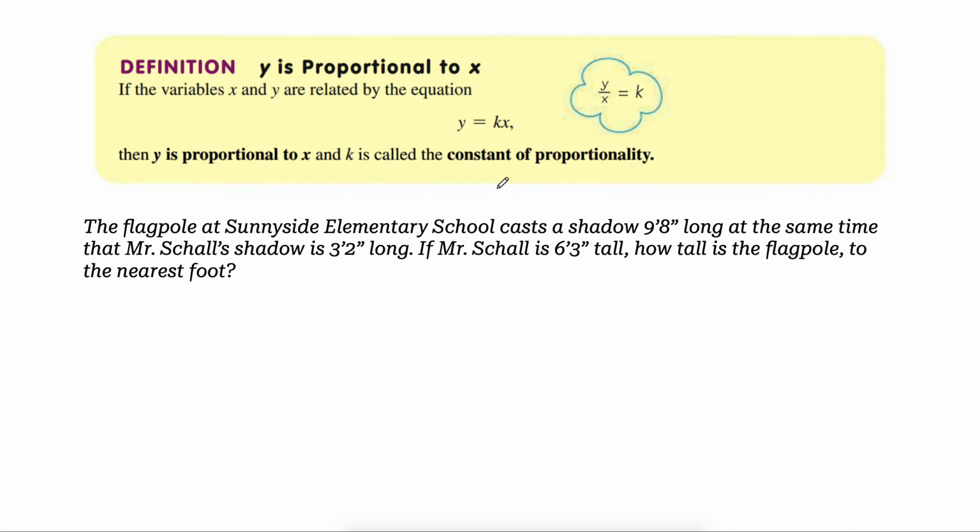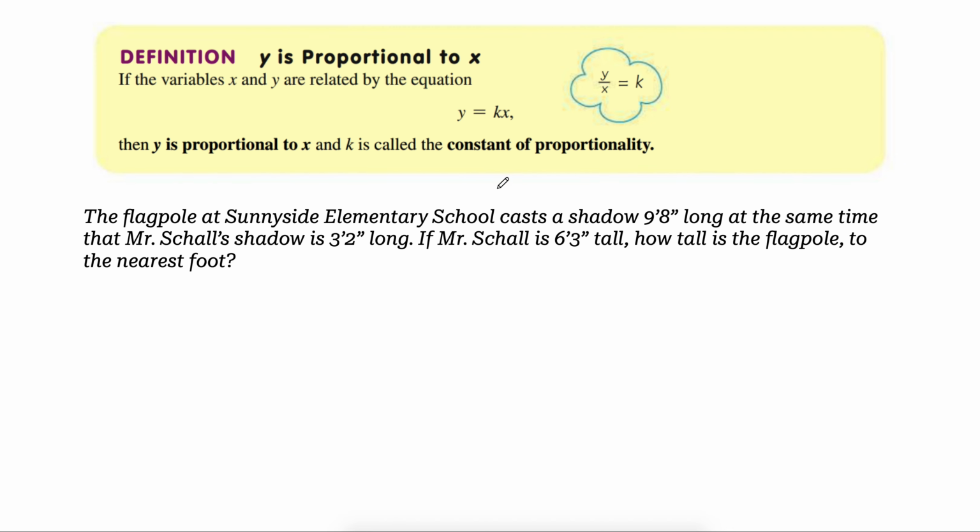The last page, we're going to do one more example, and got a definition here. If we say that y is proportional to x, we can say that x and y are related by this equation, y equals k times x. K is called the constant of proportionality. Let me give you a for instance, actually using the last example with pounds and ounces.